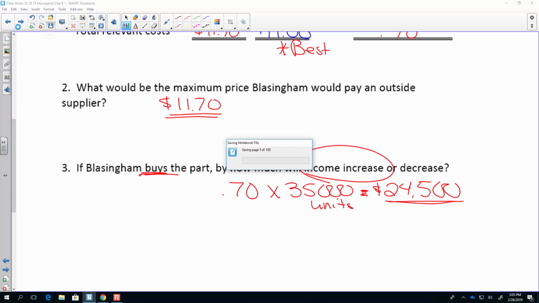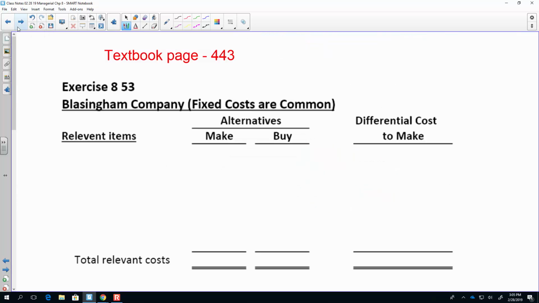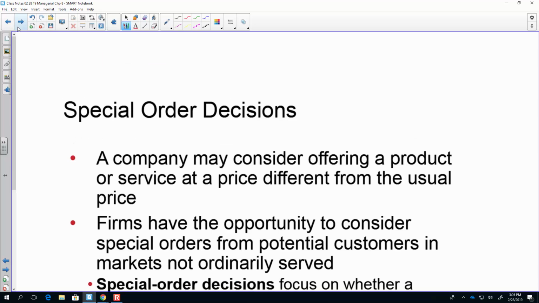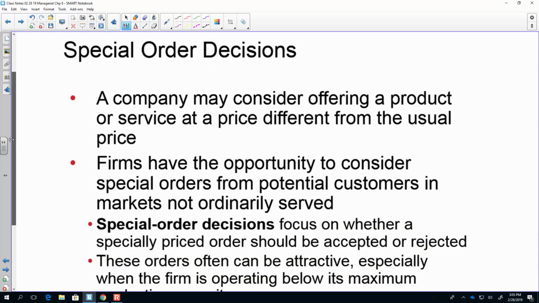All right. We'll save 53 for Tuesday. I want to get to something else. Special orders. This discussion begins, and it's really straightforward, even more straightforward than make or buy. Begins on page 406 of our book.